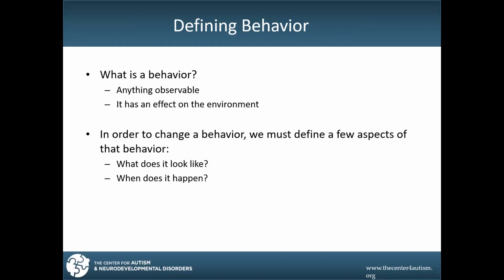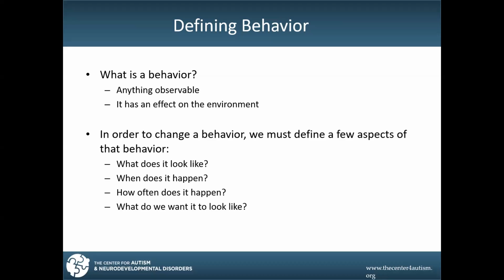Next, when does the behavior happen? Narrowing down specific times might give us helpful information. For example, does the child usually aggress in the afternoons during homework time or towards one specific person? This information might be helpful. Third, how often does the behavior occur? Does it happen once a day, once an hour, more? Again, be as specific as you can.